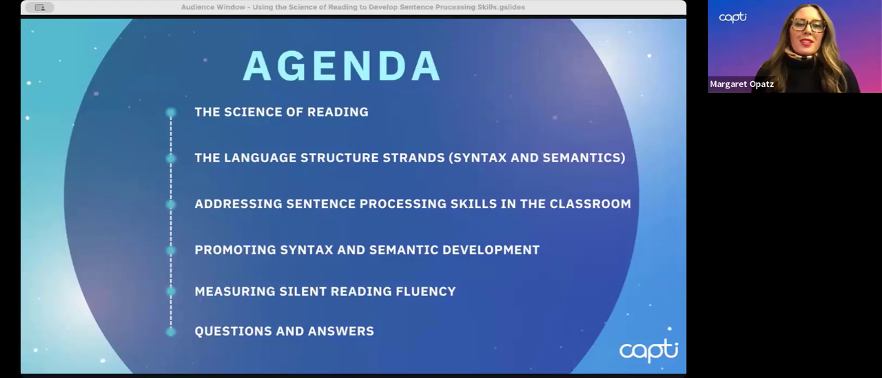We'll have a short conversation about why we want to promote syntax and semantic development specifically. And then Ryan will take us through how we can measure silent reading fluency, which should actually say sentence processing. I'm just noticing that now. So he'll take us through measuring sentence processing skills. And then we'll leave some time at the end for any questions and answers.